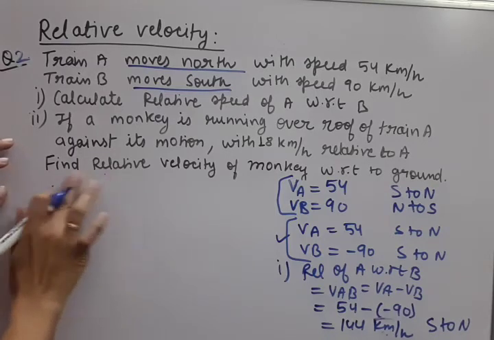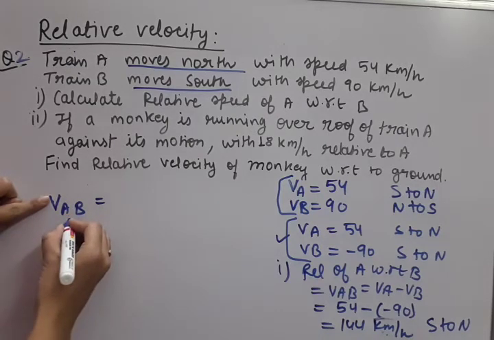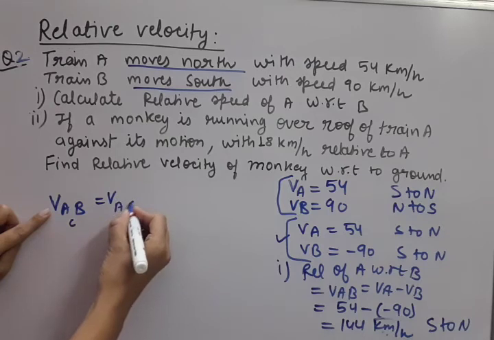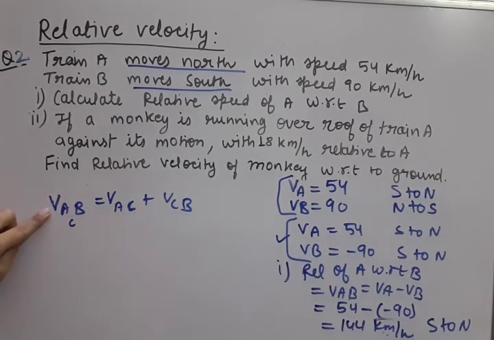If you have to find VAB, and the data are given in the form of C, a third object, then you just put C in between and make this sequence. VAB is equal to VAC plus VCB. Understood?